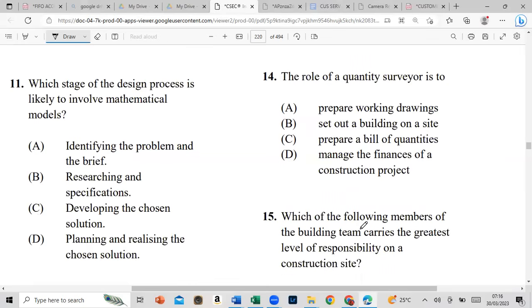Which stage of the design process is likely to involve mathematical modules? A, identifying the problems and the brief. B, researching and specification. C, develop the chosen solution. Or D, planning and realizing chosen solution. And that would be developing the chosen solution. So that's 11, which would be C.